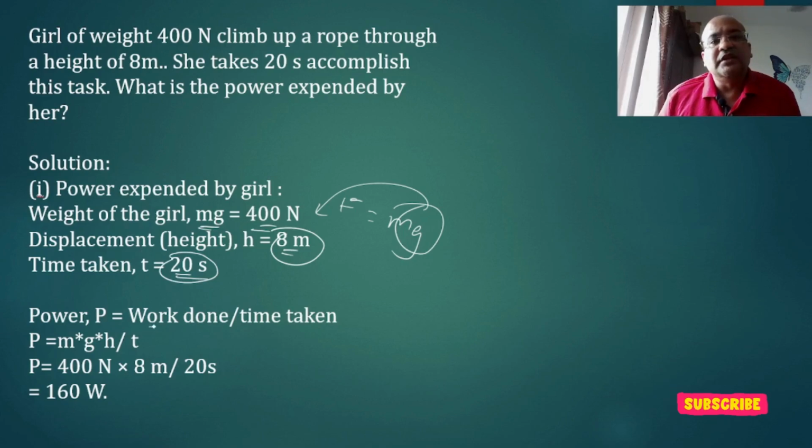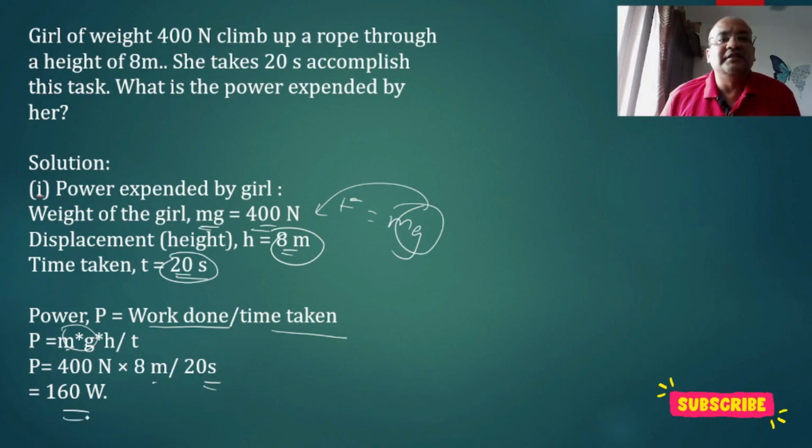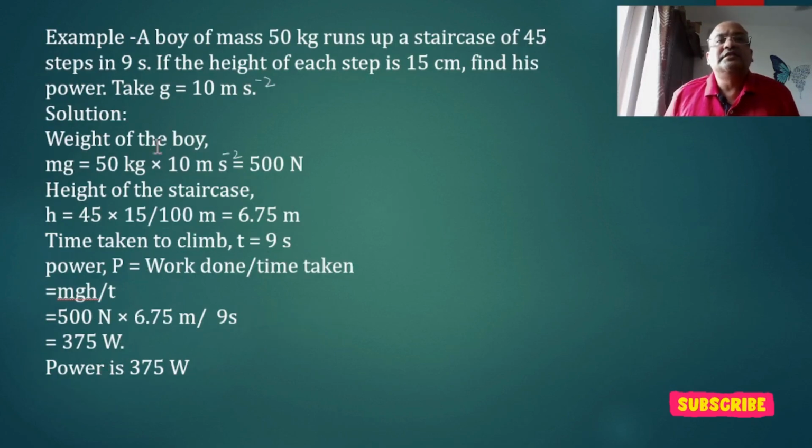We know that power is nothing but work done upon time. So that is nothing but m into g into h upon time. The value of m into g has been given as 400 Newton into 8 meters upon 20 seconds. So the answer we get is 160 watt. Let us see another example.